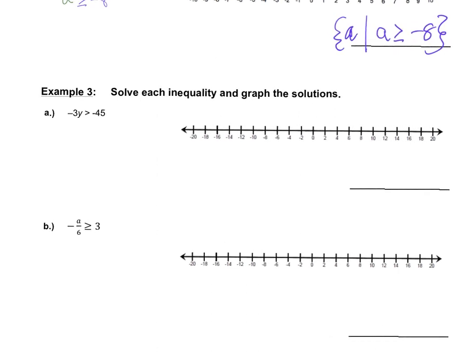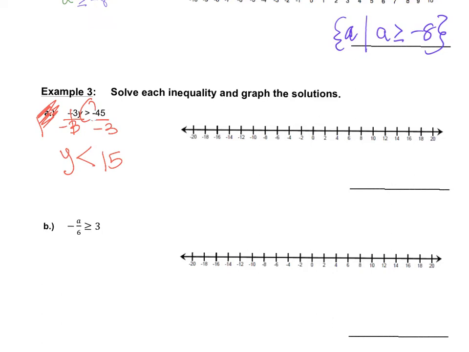Okay, let's look at this one. In order to solve for this one, I need to divide by -3. Divide by -3. Little red flag, you're dividing by a negative. And now your greater than symbol becomes less than, and -45 divided by -3 is +15. So now your inequality solution is that y is less than 15.